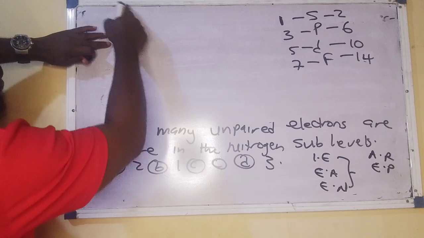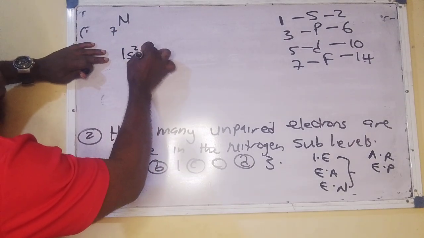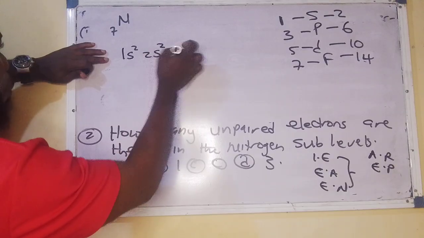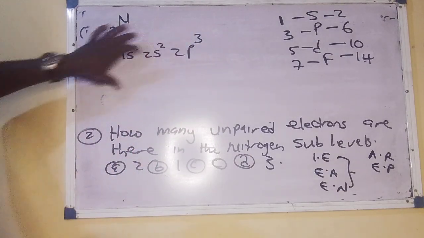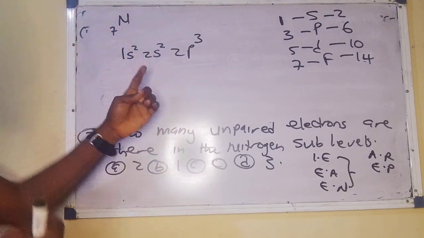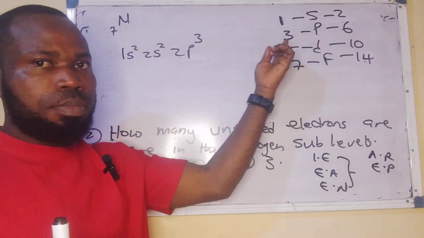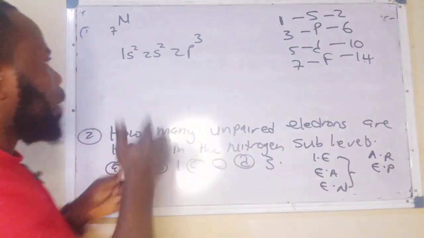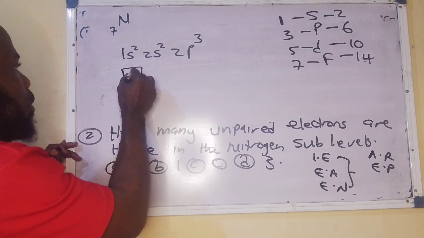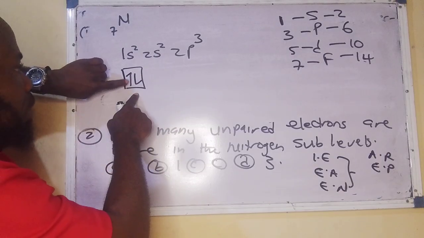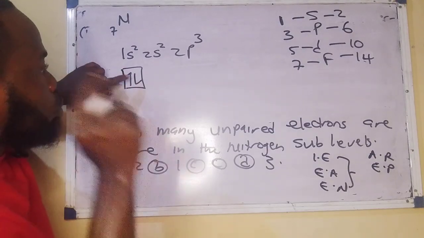Now, because the atomic number is 7, doing the SPDF configuration: 1s2, 2s2, that is 4, then 2p3. This is the configuration of nitrogen. Now, this sub-level P, remember, has 3 orbitals, and S has 1. If I want to arrange it in a block configuration, there's a law that says the electrons should be arranged in opposite directions. That is the Pauli exclusion principle.